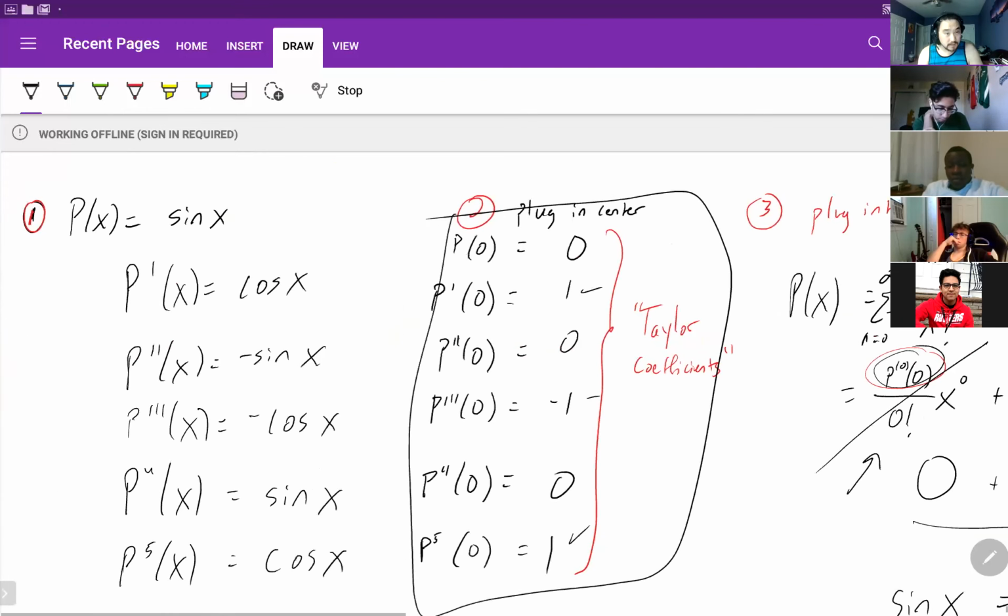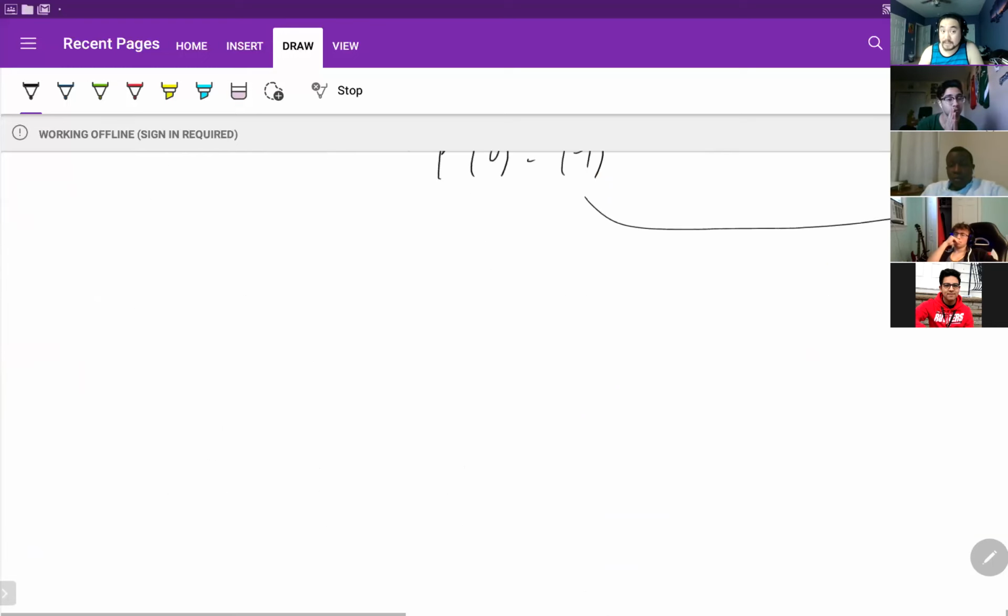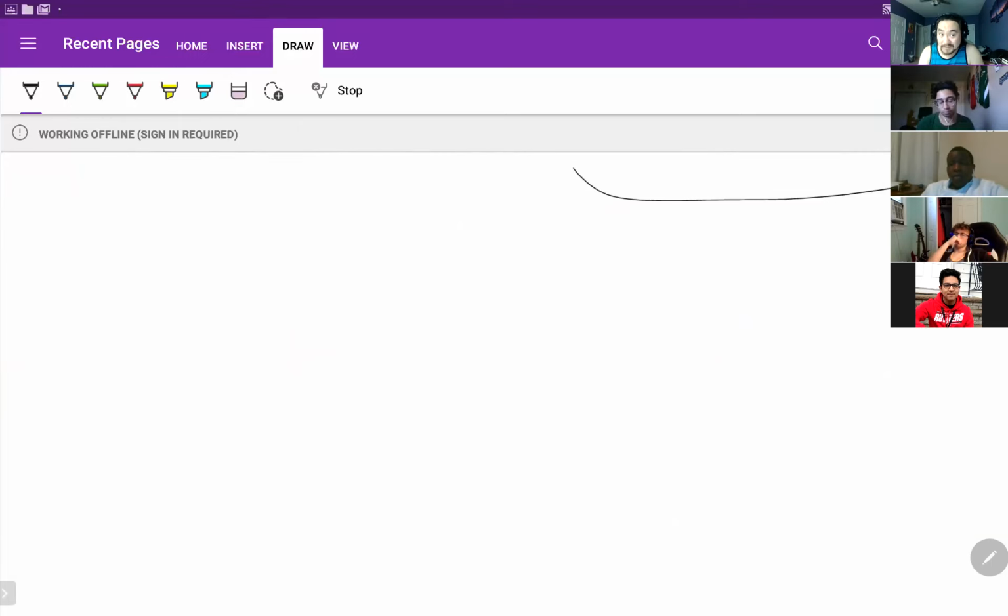I encourage you guys, I know I'm going over time, I'm sorry. I encourage you guys to try cosine of x. Try coming up with cosine of x and e to the x. Okay, e to the x is really, really easy. Do you know why it's really easy? Because the derivative of e to the x is just going to stay the same, right?